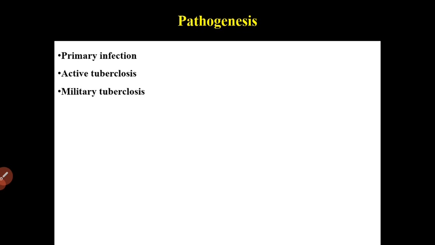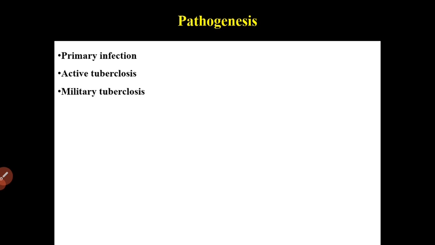Now in pathogenesis, three different things we are going to see: primary infection, active tuberculosis, and miliary tuberculosis. Okay. Let's understand first, primary infection. Primary infection may occur in any organ such as lung, tonsils, intestine or skin. But in children, the usual site is the lungs and it is known as the primary complex. Okay. In most cases, the primary complex is asymptomatic and undergoes spontaneous healing by resolution, fibrosis, or calcification, resulting in hypersensitivity to tuberculoprotein and some degree of specific acquired resistance.